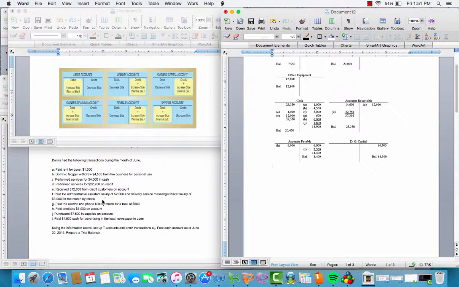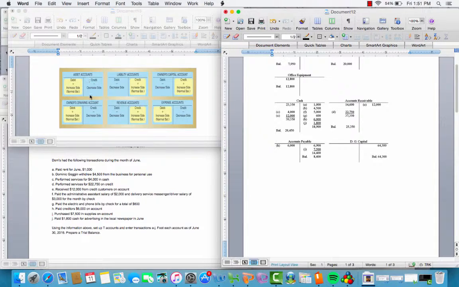Now, if we look at our next one, F, we paid the administrative salary of $2,000 to a delivery service driver and a salary of $3,000. So actually, you're paying $2,000 to our administrative assistant and $3,000 to a driver. We're paying two separate salaries. We're paying out $5,000 in total. So that $5,000 is coming out of our cash account. We now have $5,000 less in cash.